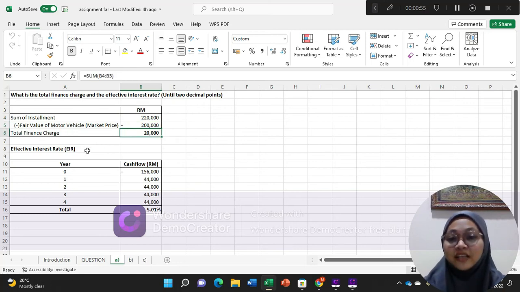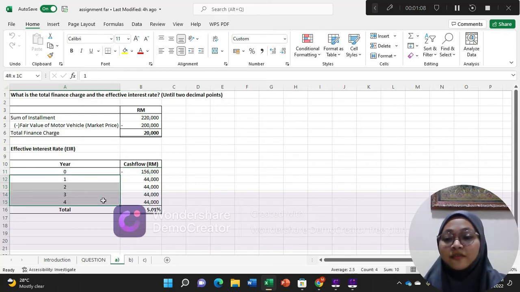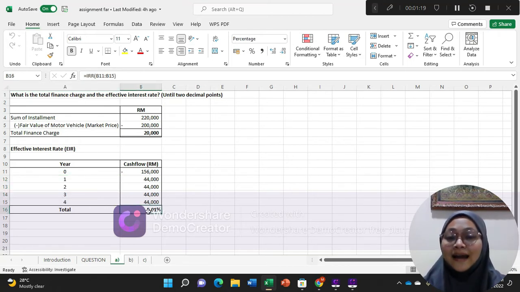For the effective interest rate, EIR, for year 0, the cash flow is negative 156,000. I get this from negative 200,000 plus annual installment 44,000. For year 1 until year 4, the cash flow is 44,000, which is the annual installment. So for the EIR, we use the Excel formula, which is equal to IRR, and take B11 until B50. We will get the effective interest rate is 5.01%.